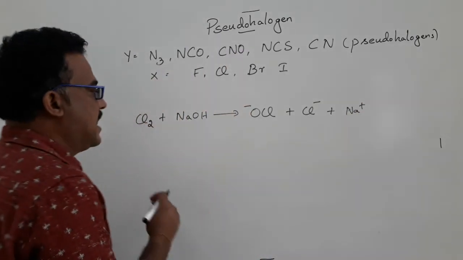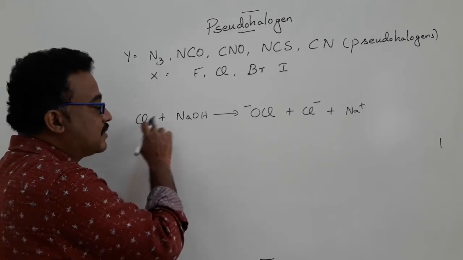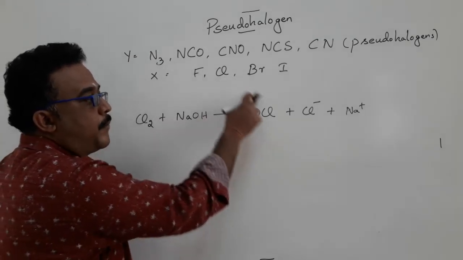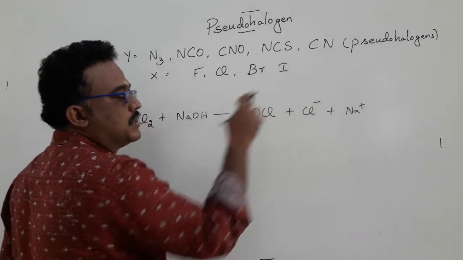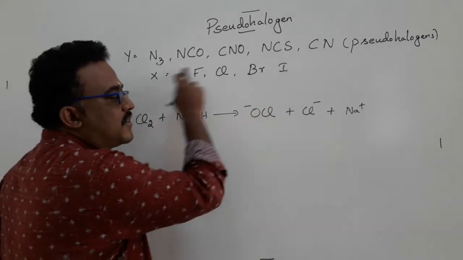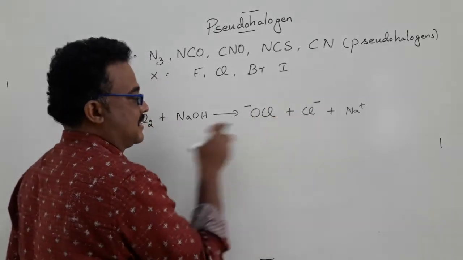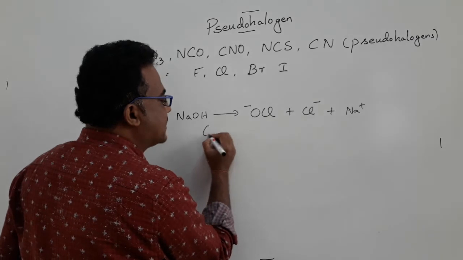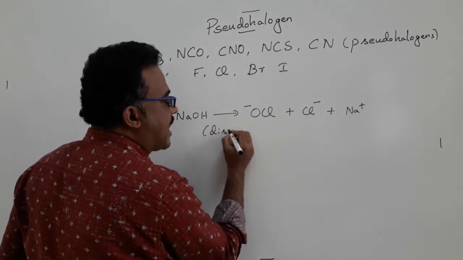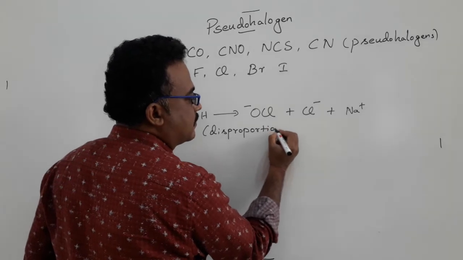So here what happened? The chlorine molecule is giving both oxidized as well as reduced species. Here the oxidation state of chlorine is 0. It was oxidized to Cl plus and reduced to Cl minus. So this reaction will be called a disproportionation reaction.